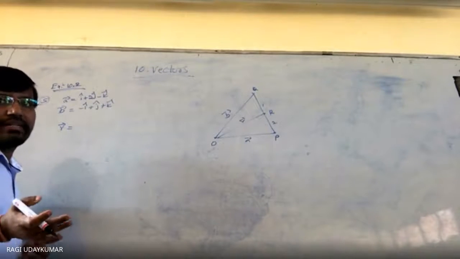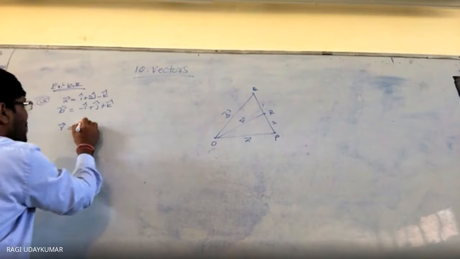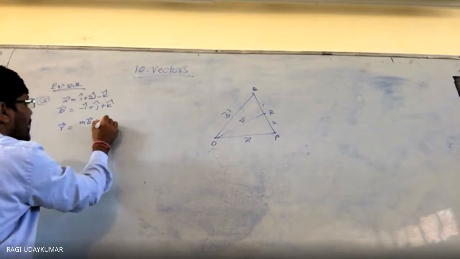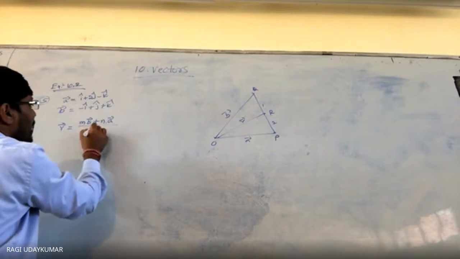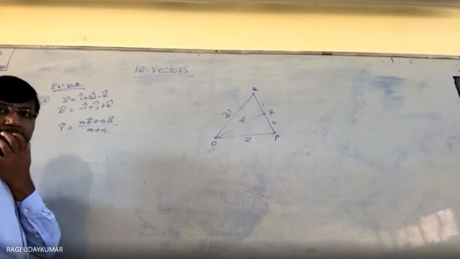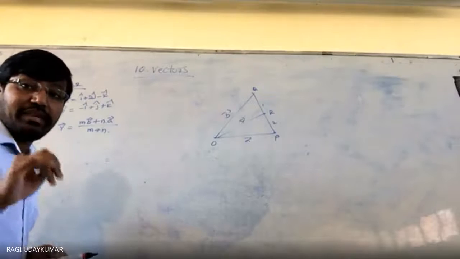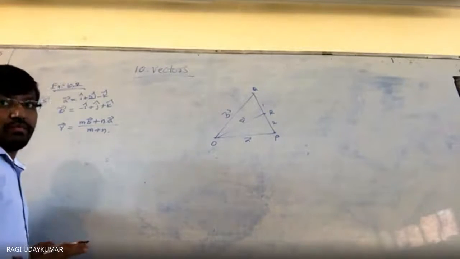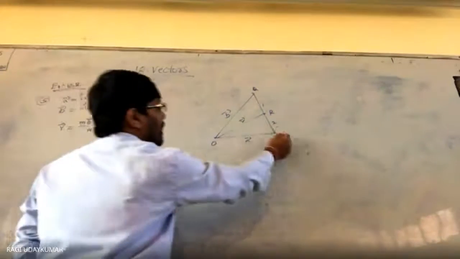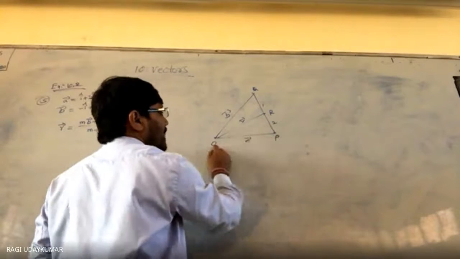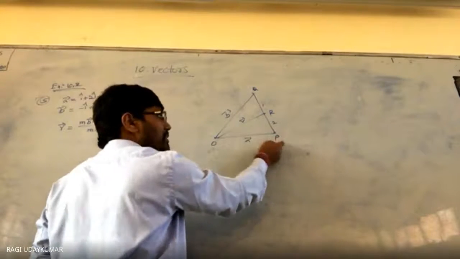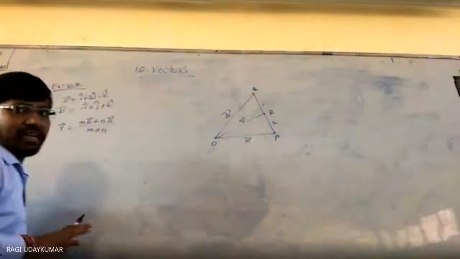Internally dividing is asking you (m b bar + n a bar)/(m + n). Here the position vectors are already given to you. Sometimes position vectors may not be given, and you have to find out the position vector. For a point given like this, you have to find its position vector.